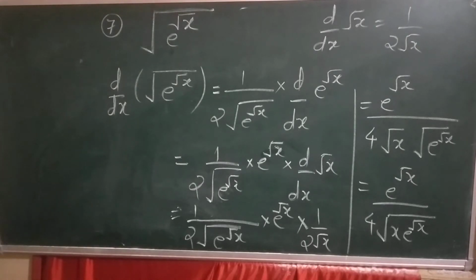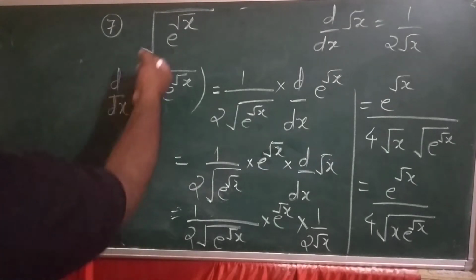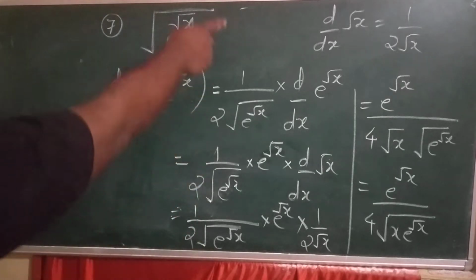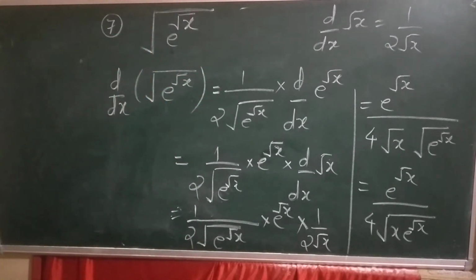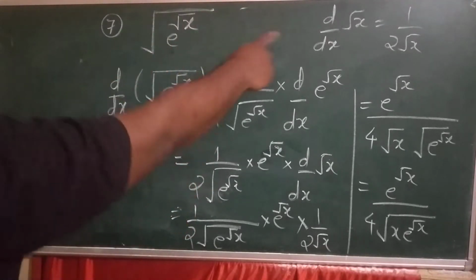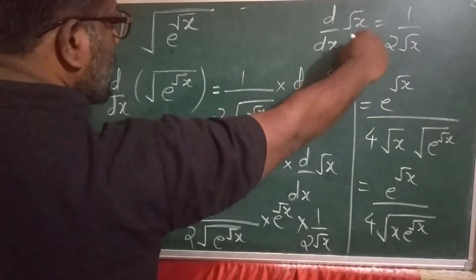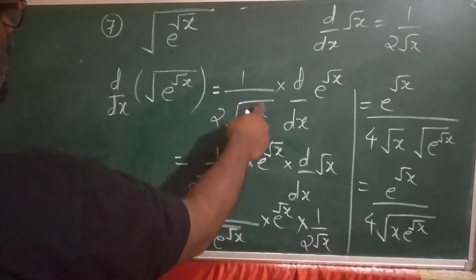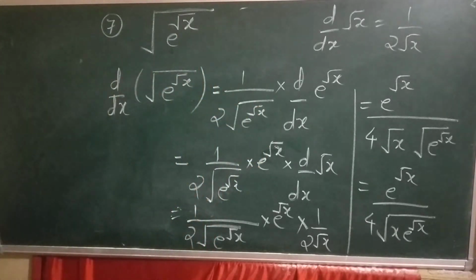Once again you check it. The function is root e to the power root x. Here we have three functions. The first function is for this whole root, the second one is for e to the power root x, and the third function is for root x only. So the first derivative is for this whole root. As we know, the derivative of root x is 1 upon 2 root x. So we can write 1 upon 2 root e to the power root x.